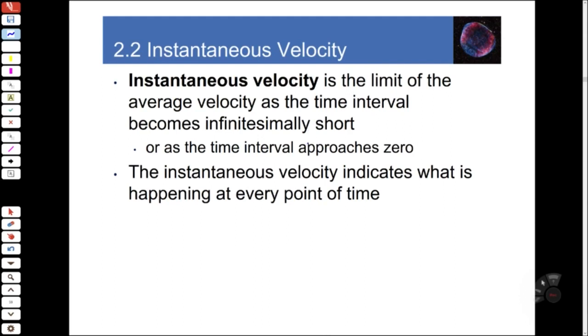Now we have defined average velocity, but the average velocity cannot give you the total accurate description of the motion. So you need an instantaneous velocity, and let's see how instantaneous velocity can be defined. Instantaneous velocity literally means the velocity at that moment. It's not an average over an interval of time, but at that moment.